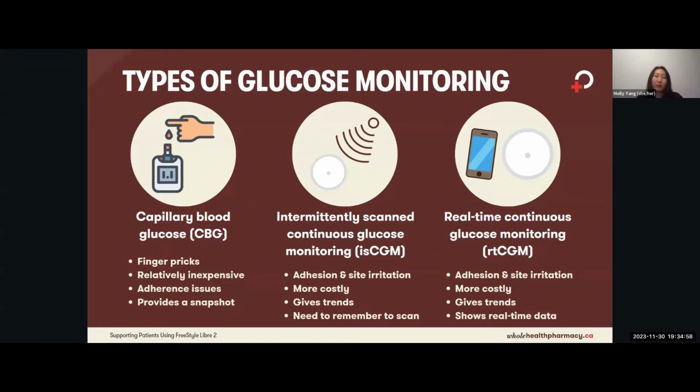Some patients may or may not prefer the fact that it's wearable, but the main difference between intermittently scanned or flash glucose monitoring and real-time continuous glucose monitoring is the fact that for scanned or flash glucose monitoring, the data isn't automatically captured and recorded. The patient needs to remember to scan at least every 8 hours to capture the data. Whereas with real time, it's automatically captured and collected.